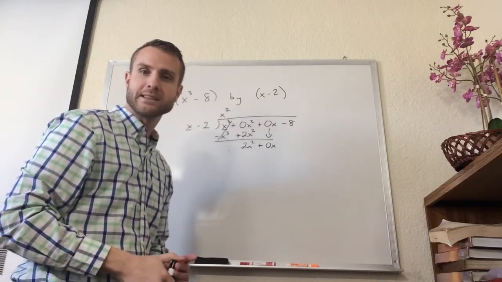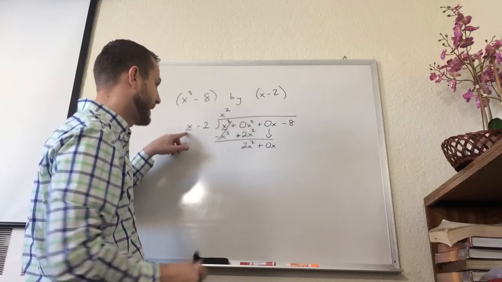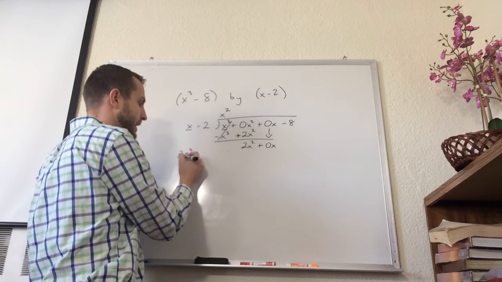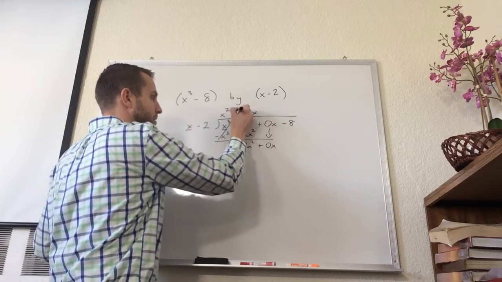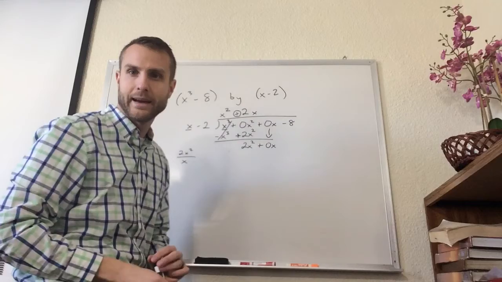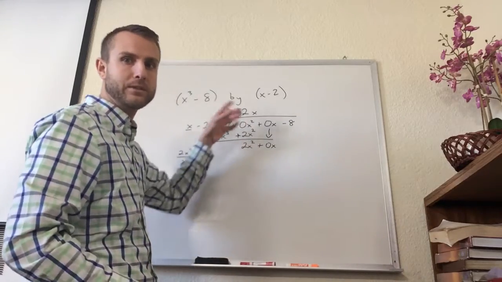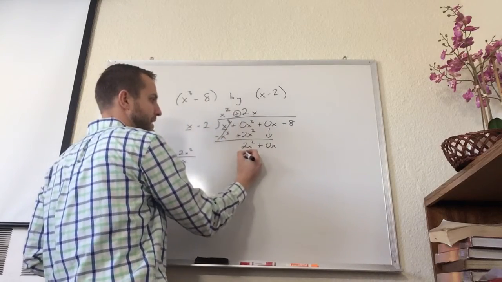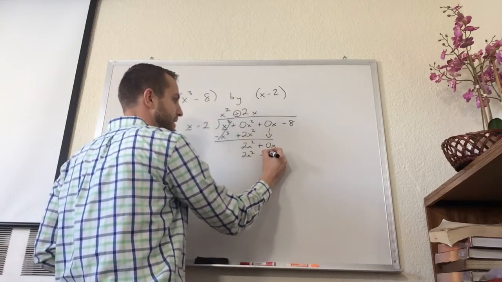Now I'm going to continue that same exact process. 2x squared divided by x. So remember, if I have 2x squared divided by x, that is going to leave me with just 2x, and then I have my 2. Don't forget that positive sign. That is very important. You have to have an addition or subtraction sign between each term. I'm going to multiply back. 2x times x is 2x squared. 2x times negative 2 is negative 4x.